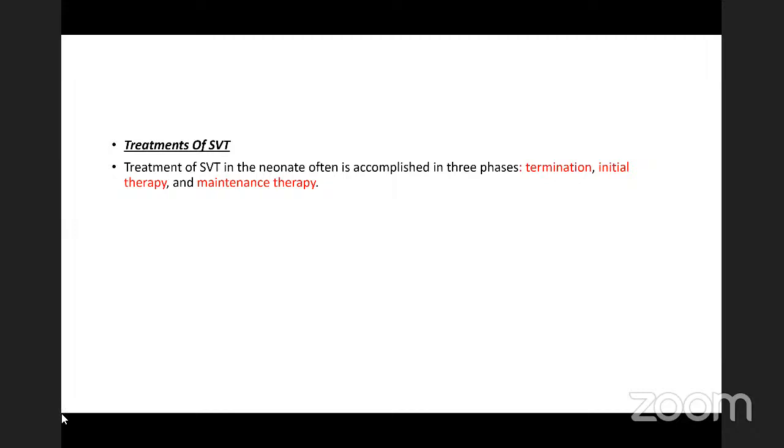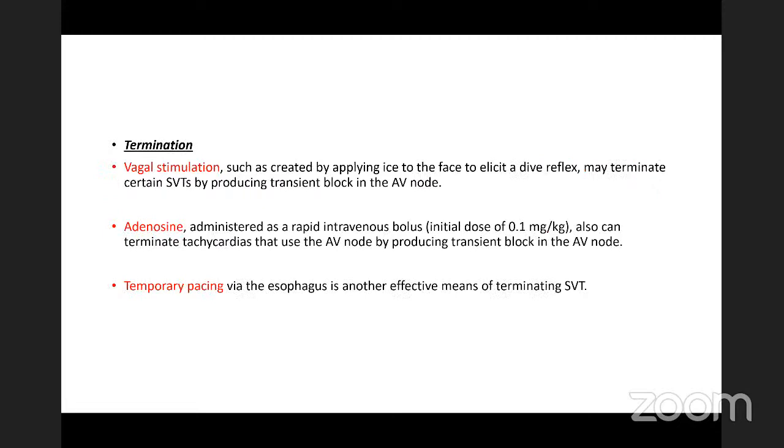So what are the treatment options? When we talk about the treatment of SVTs in newborns, we talk about three phases: the acute termination, then the initial therapy and maintenance therapy. For the initial phase or the termination, vagal stimulation is very important. What I noticed in my training here in Pakistan, the place where I got trained, is that we did not do that much vagal stimulation for patients with SVTs. So how do you do it?